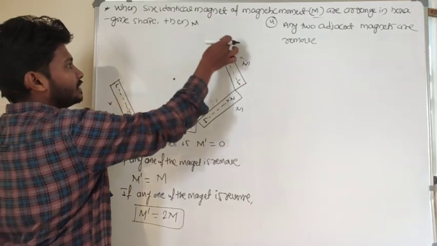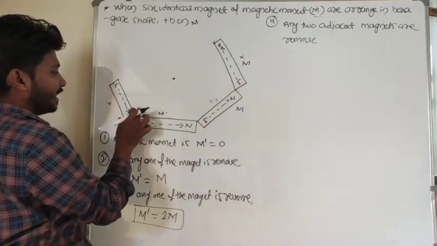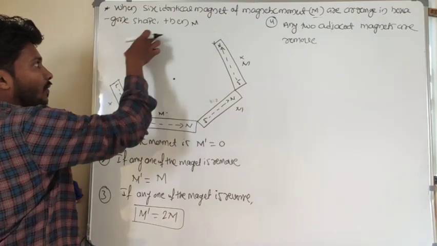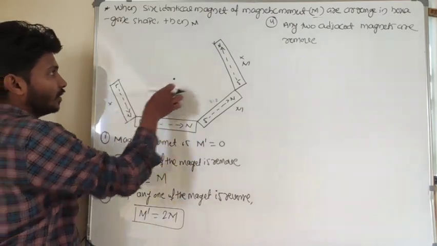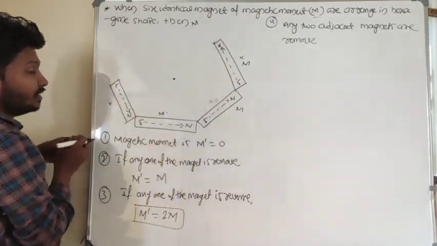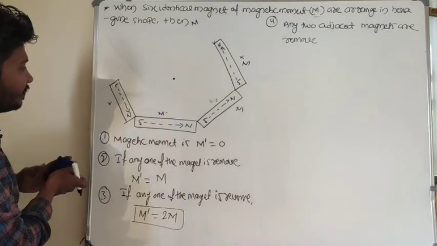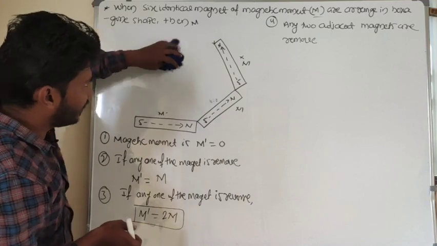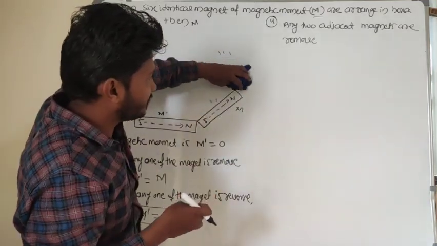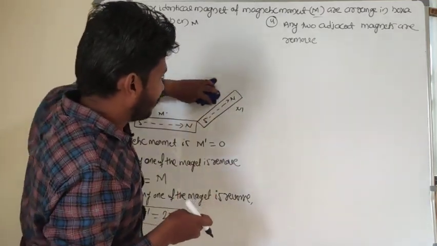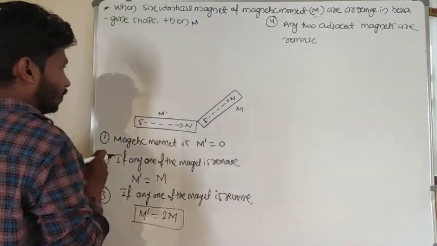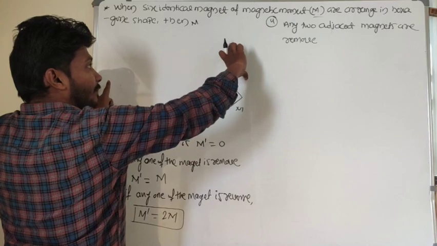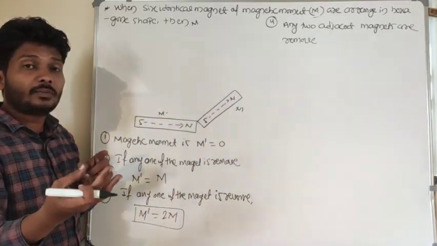This is downward, this is upward, this effect is getting cancelled out. So look at here, if I remove the two magnets here, one is downward, another one is upward, these two magnets also cancel out, so this effect is also getting cancelled out. So in that fourth case, if any two adjacent magnets are removed, depending upon the opposite direction, the remaining two magnets are also removed.